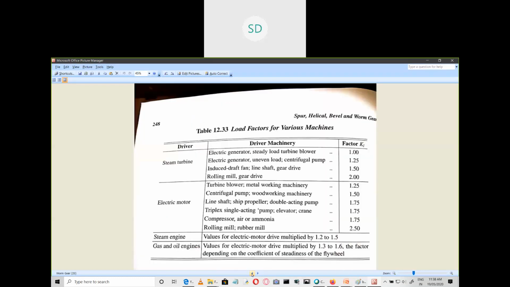Now this is a load factor. So you can select the value of Cs here. Load factor for various machines. If they have provided machines, then you go for selection of these factors. Otherwise, subjected to load, you can select the value of Cs as 1, 1.25 and 1.5.